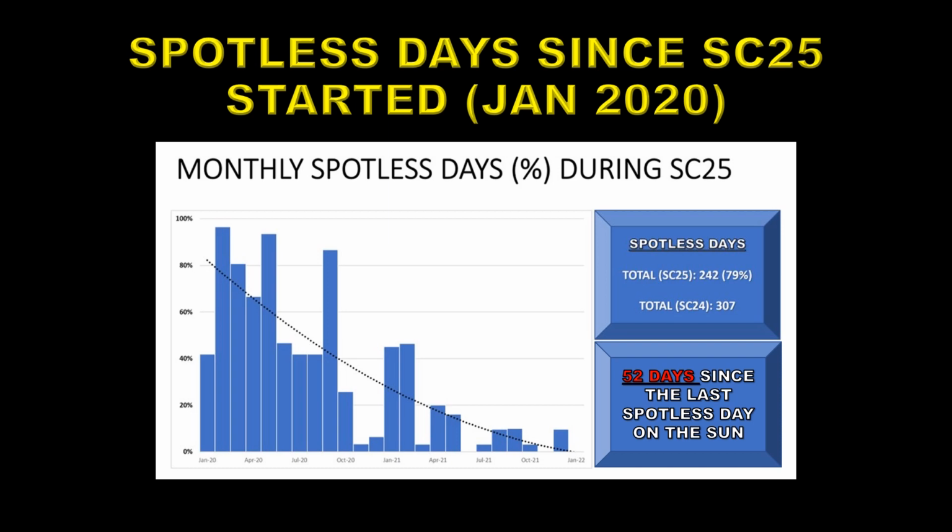But this has exponentially decayed, and recently, the last 2 months, we've had no spotless days at all. In fact, it's been 52 days since the last spotless day on the sun, and it looks as though it's going to go quite a long time before there are any more of them. In the same period, for solar cycle 24, there were 307 compared with 242 in solar cycle 25. So solar cycle 25 has 21% fewer spotless days than solar cycle 24. So if you give any of this spotless day stuff credibility, then you'd have to say that solar cycle 25 is far more active than solar cycle 24.